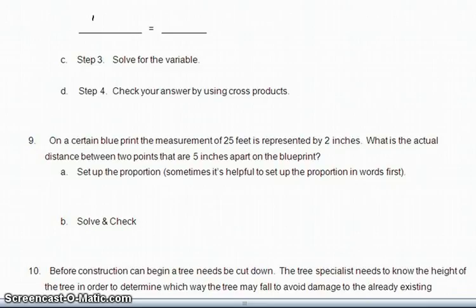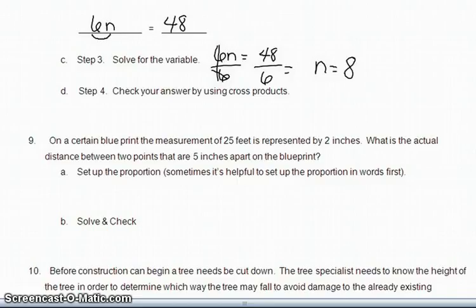So we had 6n equals 48. Knowing that, we have to undo this multiplication. We're going to divide both sides by 6. In order to isolate my variable, I divide both sides by that coefficient. My 6's cancel, and I'm left with n equals 48 divided by 6 is 8. So my missing number is 8.